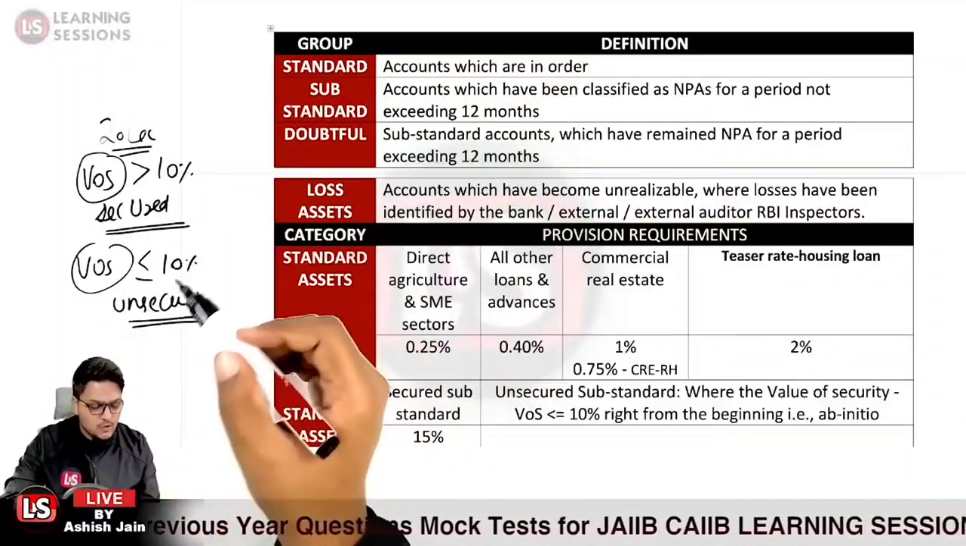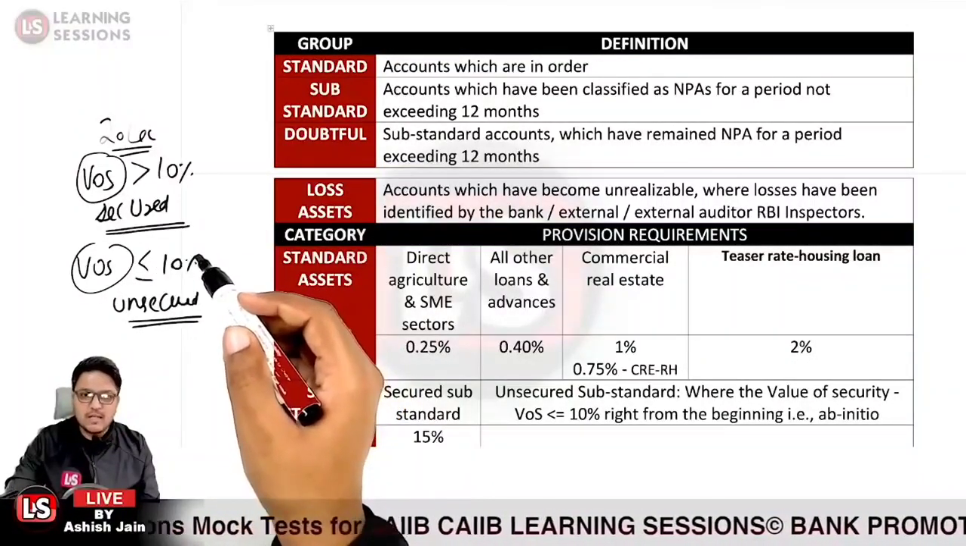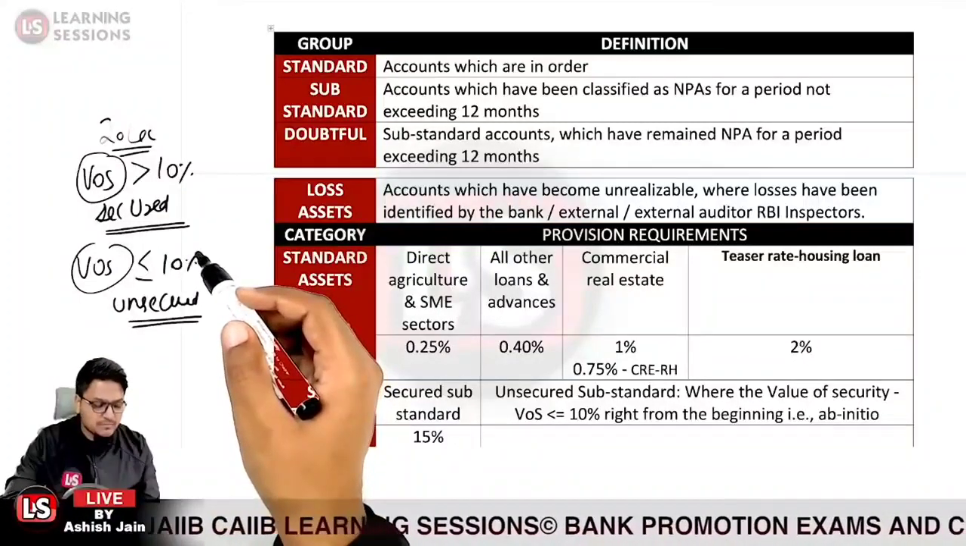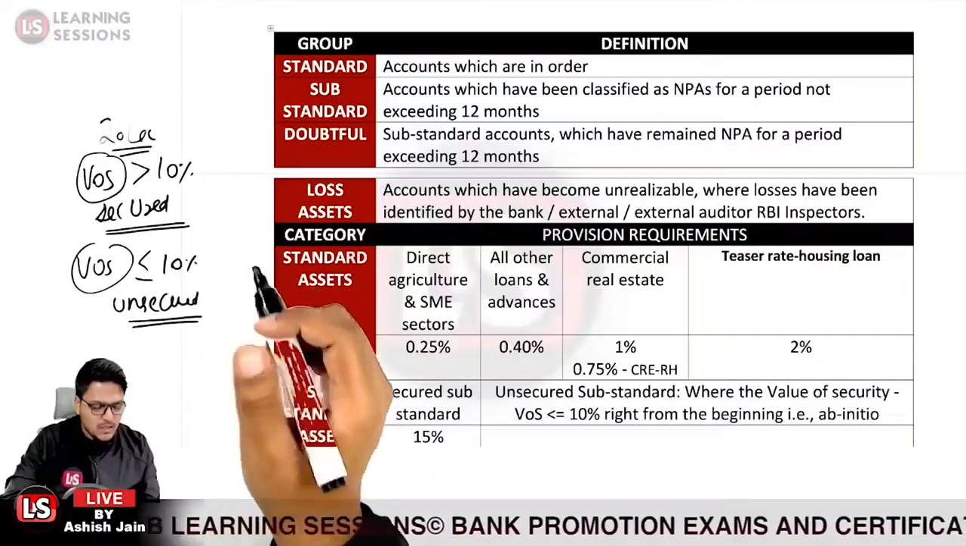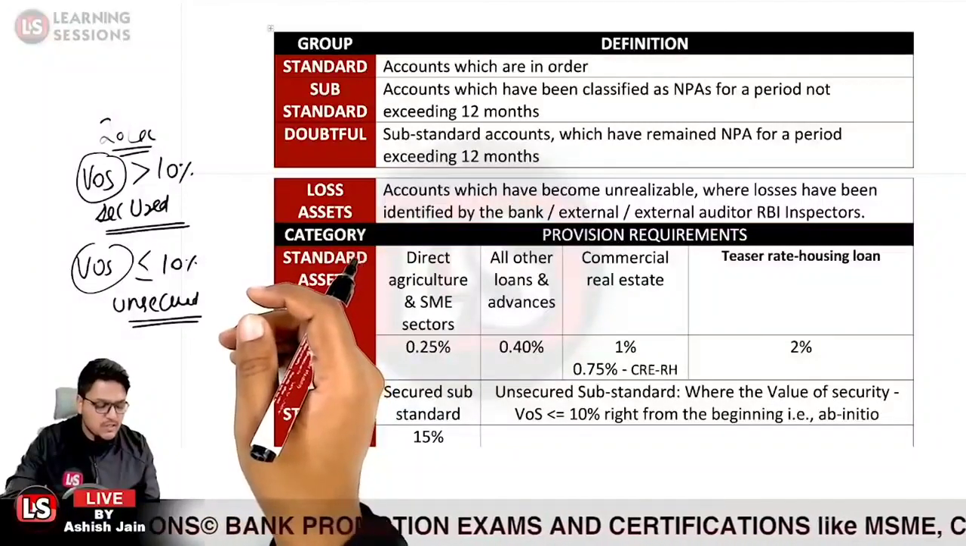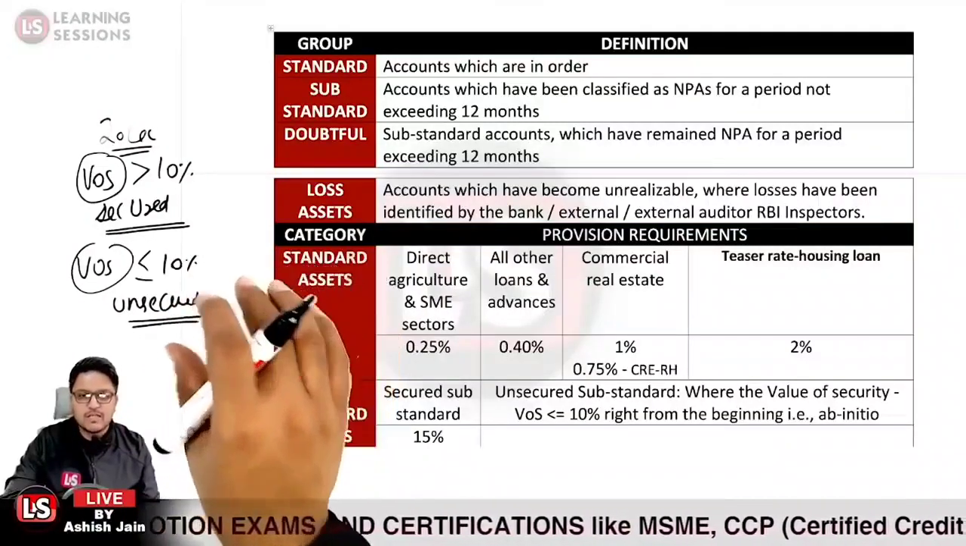Is that clear? So if the value of security is greater than 10% of the amount sanctioned, it will be a secured advance, and if it is lesser than or equal to 10%, it will be an unsecured advance.